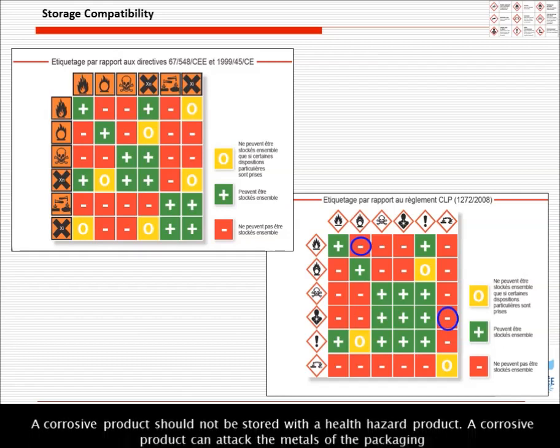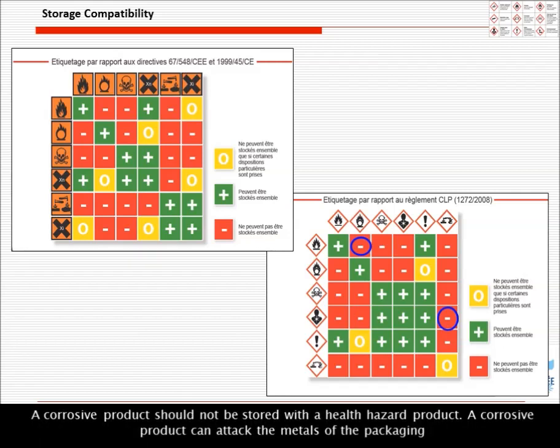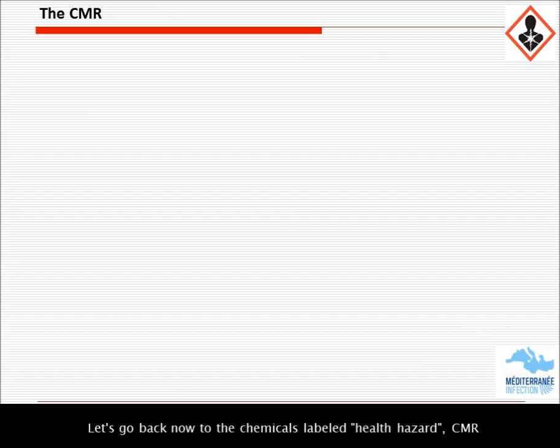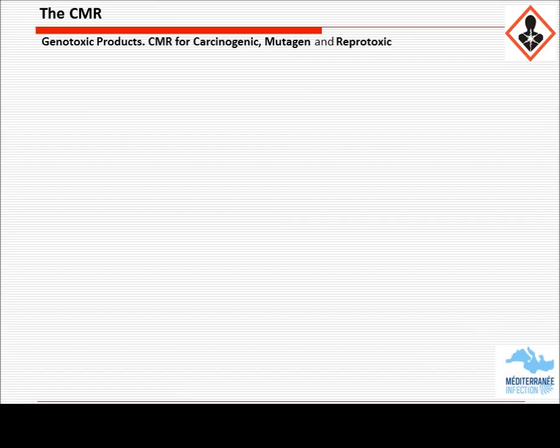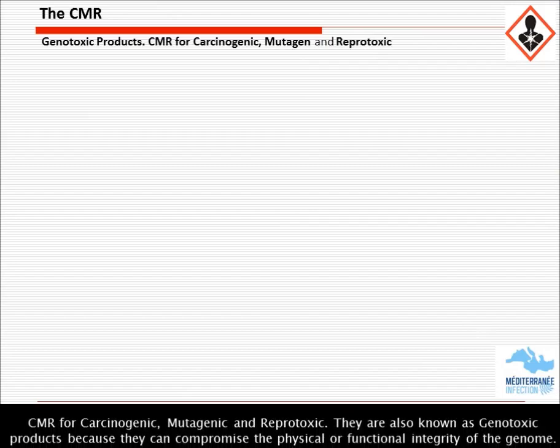A corrosive product should not be stored with a health hazard product. A corrosive product can attack the metals of the packaging. Let's go back now to the chemicals labeled health hazard, CMR. CMR stands for carcinogenic, mutagenic, and reprotoxic.